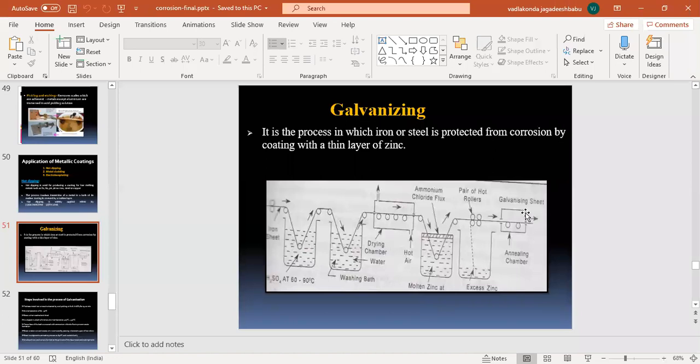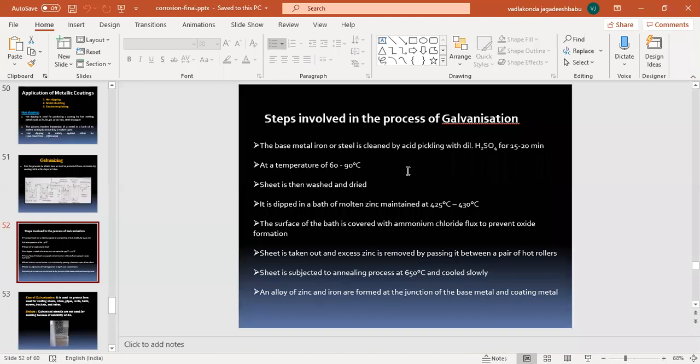Annealing chamber, to get the galvanized sheet. So this process is known as galvanization. These are the steps involved in galvanization.